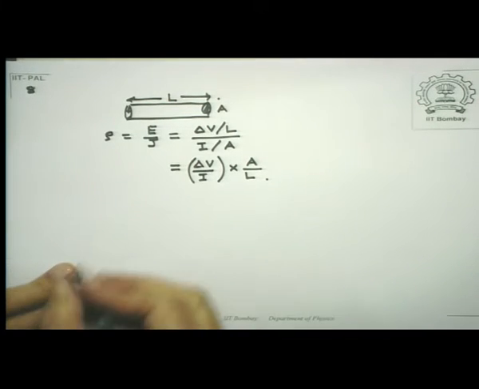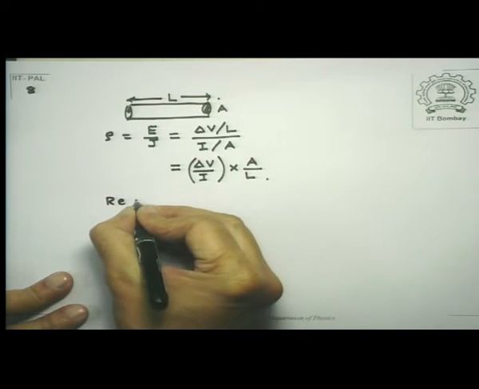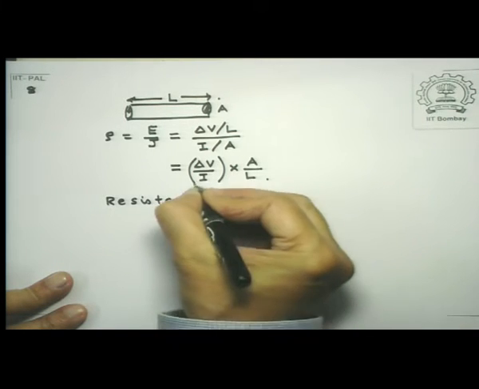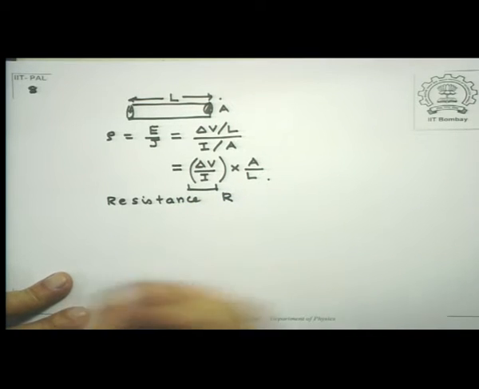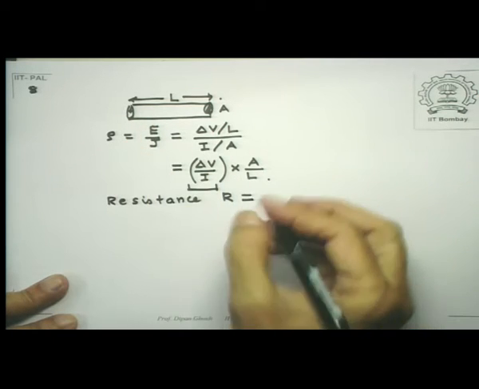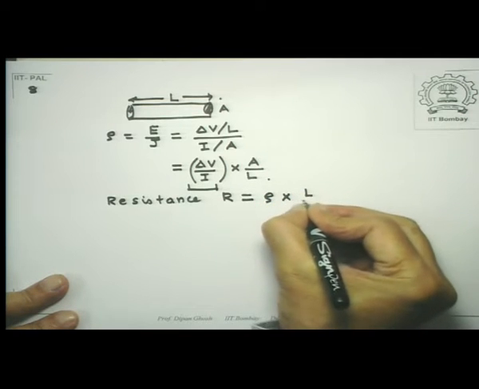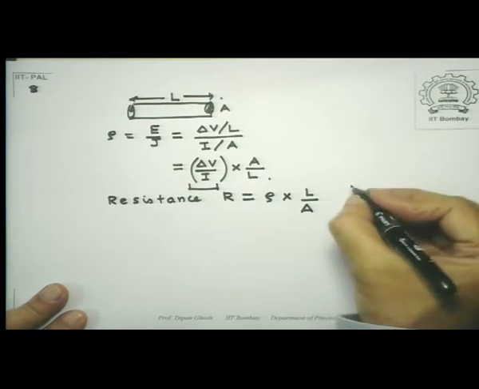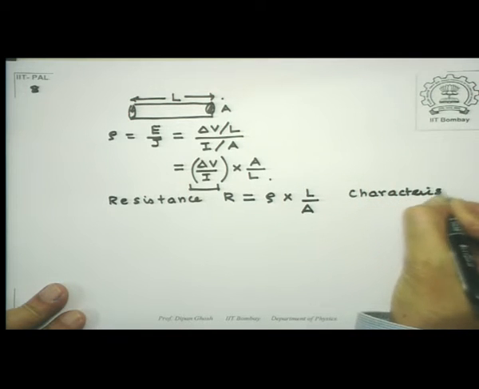Now, we define a quantity called resistance. This quantity is called the resistance, and this resistance, which is the property of the sample, is given by rho times L over A, with direct proportionality to L and inverse proportionality to the cross sectional area. So, this is characteristic of a sample, and of course, its material.